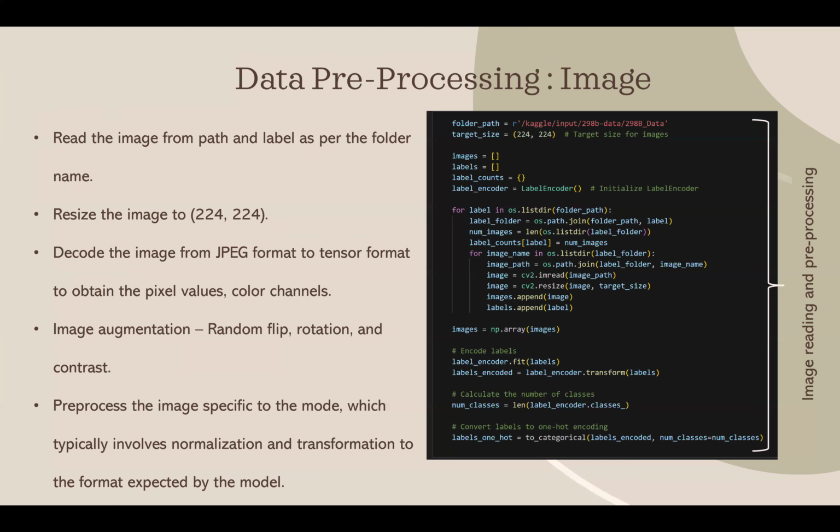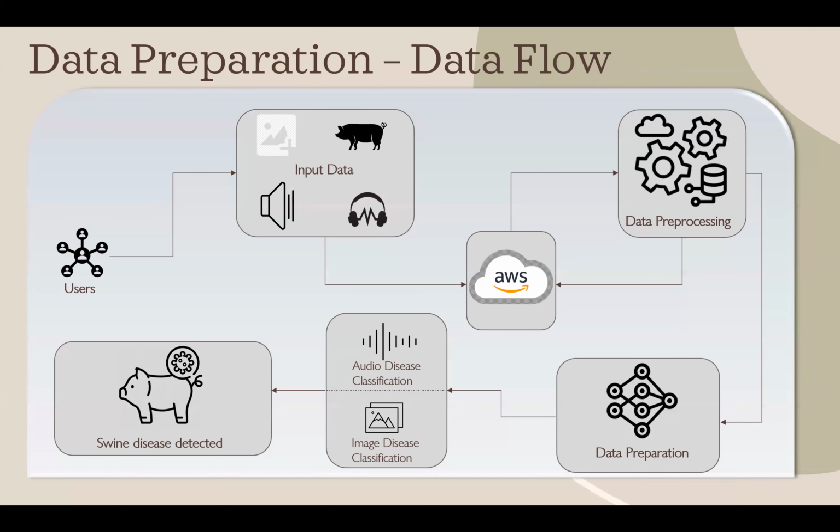Data pre-processing for image. The first step is to read the image from the path, label it by the folder name, resize the image to 224 by 224. We did several trials and decided on this number, and it's most commonly used. Then decode the image from JPG format to tensor format to obtain the pixel values at color channels. Then we did image augmentation to add random flip, rotation, and contrast. Pre-processing of the image specific to the model typically involves normalization and transformation to the format expected by the model. As you can see in the picture, it's the code that does the image reading and pre-processing.